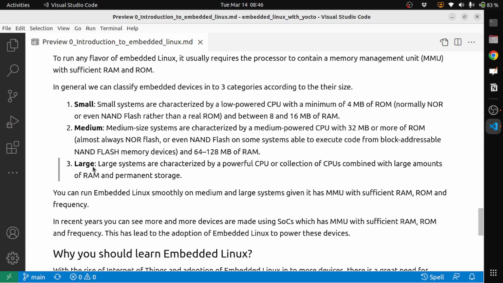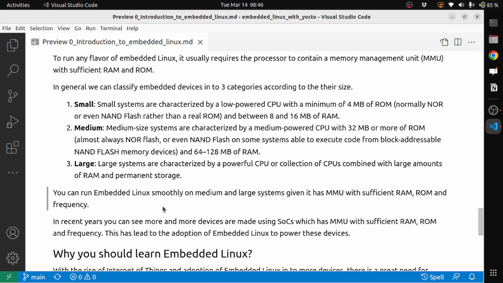And the next category is large. Large systems are characterized by a powerful CPU or a collection of CPUs combined with a large amount of RAM and permanent storage. So you can run embedded Linux smoothly on medium and large systems, given that it has an MMU with sufficient RAM and ROM and sufficient frequency to run it a little bit faster.